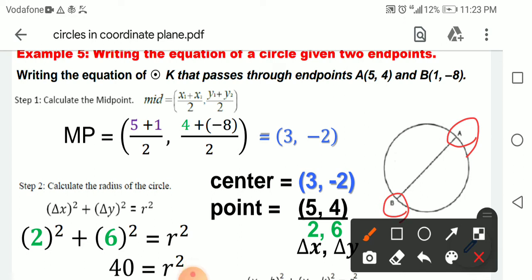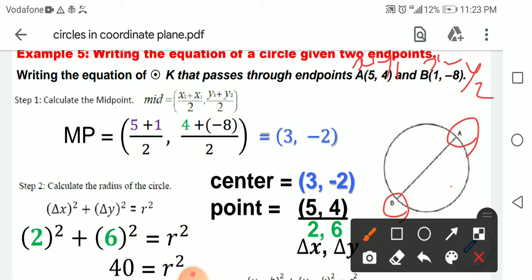First of all, we should calculate what? The midpoint. Remember the rule of the midpoint? Very easy one: x sub 1 plus x sub 2 over 2, y sub 1 plus y sub 2 over 2. This is x sub 1, this is x sub 2, y sub 1 and y sub 2. So 5 plus 1 over 2 is 6 over 2, which is 3. 4 plus negative 8 gives negative 4 over 2, which gives negative 2.